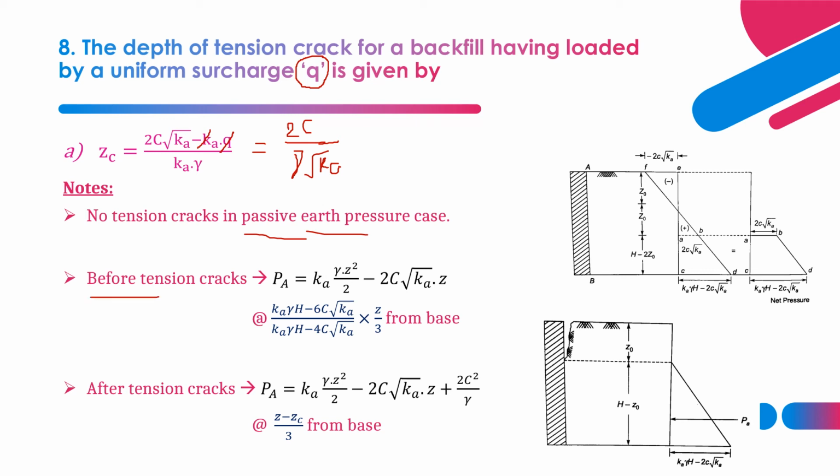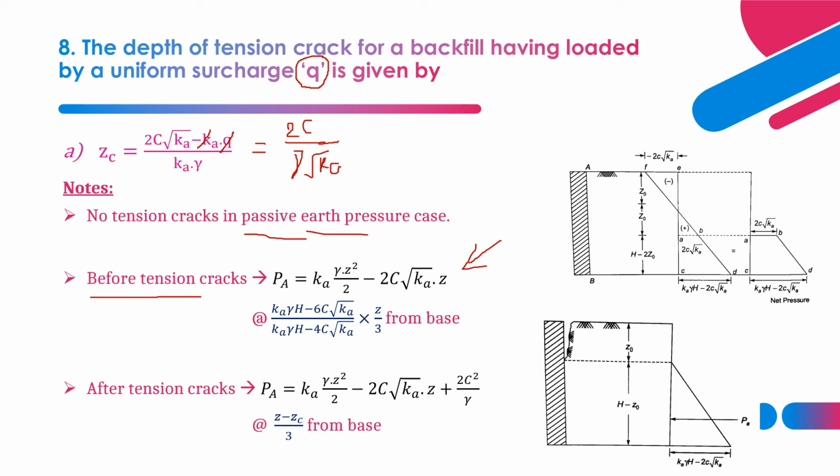Now coming to the active earth pressure concept, before tension crack formation, what will be the total thrust that is given by Pa? So this is the basic formula. In case there is no stratification in the soil, only one cohesive soil throughout the backfill, for that condition, before tension crack formation, what will be the total active pressure thrust? That is given by this relation. Pa is equal to Ka gamma z square by 2 minus 2c root Ka into z. No gamma here. 2c root Ka into z.